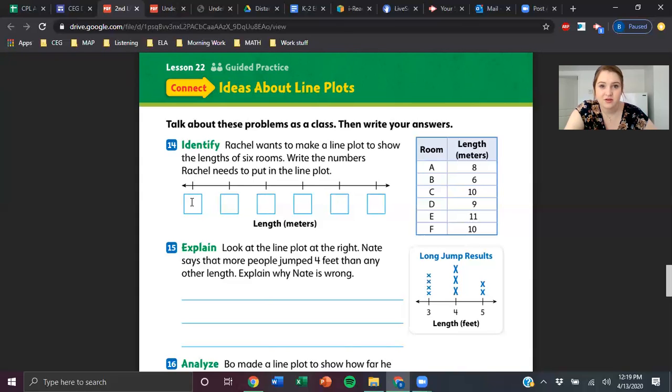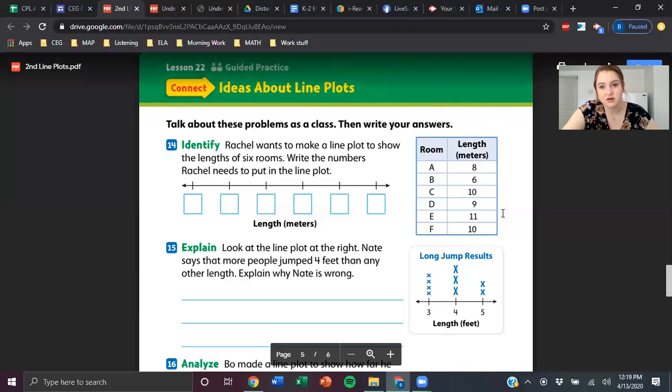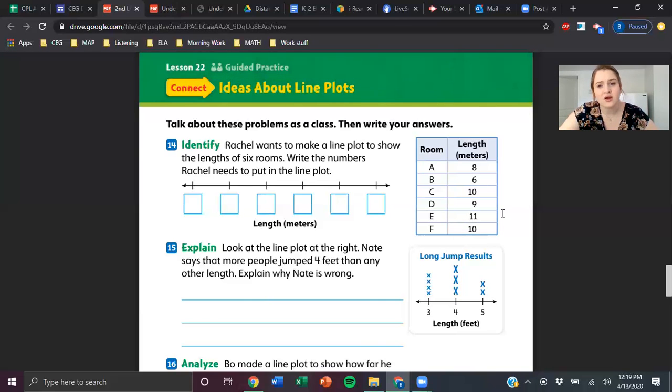Now, we could count by ones up from 6, but just to check our work, let's go ahead and find the room with the longest length in meters. Look over here again. What's the longest length that you see? If you said 11, you're exactly right. So put 11 in this box to the far right.